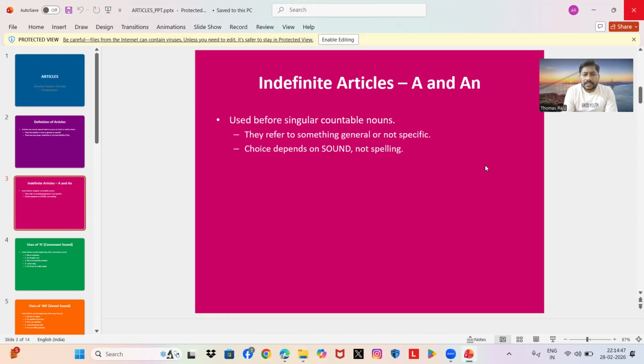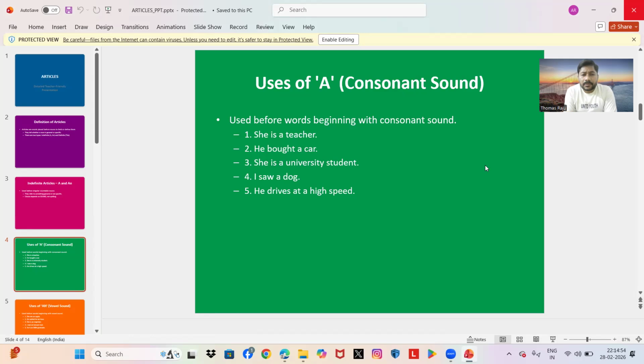Now let us see when we use the indefinite article a. It is used before words beginning with a consonant sound. The indefinite article a is used before a singular noun which begins with a consonant sound.